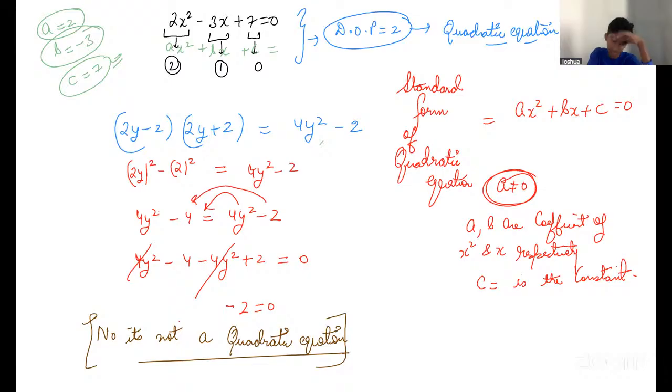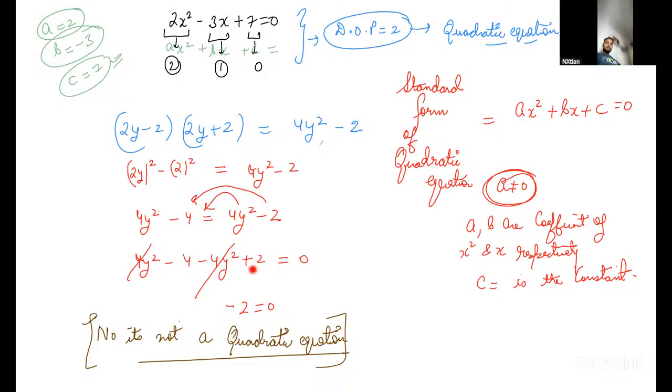Yes, Joshua. How did it become -2? See, this is -4 and +2. They are different signs. We have to subtract it. Now 4 minus 2 is 2. Now 4 has the bigger sign, which is minus, so that's why it becomes -2. Okay.